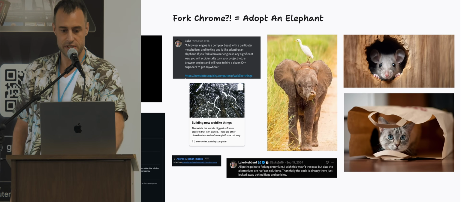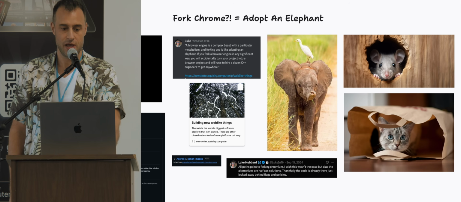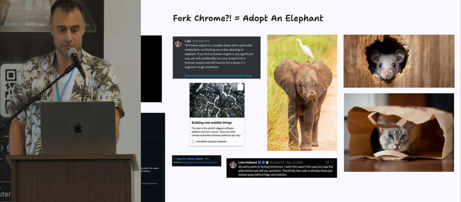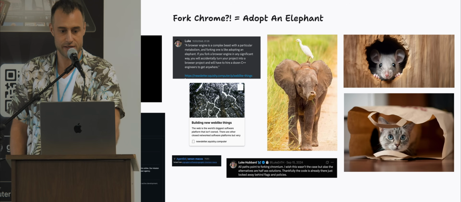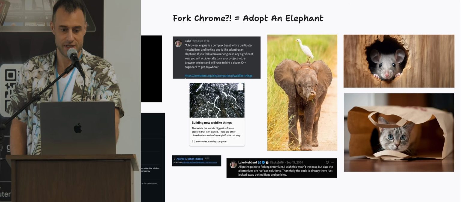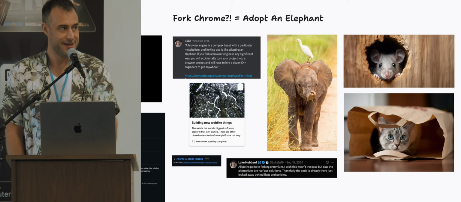So I think it was Gordon that said this. Gordon's like one of the known people in the web circles. He said, a browser engine is a complete beast with a particular metabolism, and forking one is like adopting an elephant. If you fork a browser engine in any significant way, you will accidentally turn your project into a browser project, and you will have to hire a dozen C++ engineers to get anywhere. That sounds like fun.